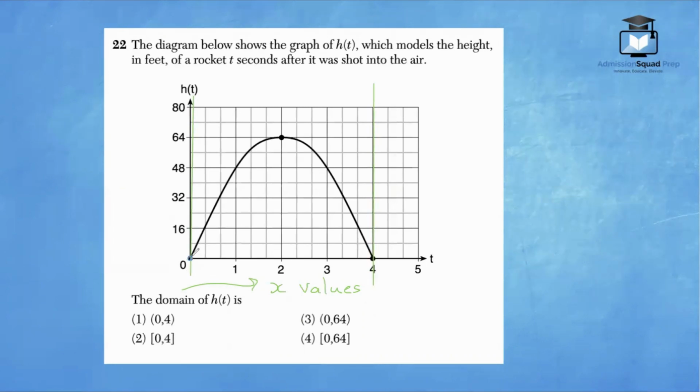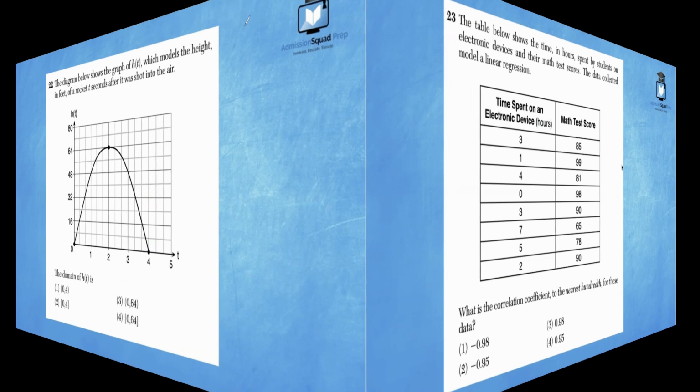We also know that there are closed circles here at 0 and 4. So the domain is going from 0 to 4 inclusive, meaning we're going to include the 0 and include the 4. So we must use brackets. Answer choice 2 is the correct answer.